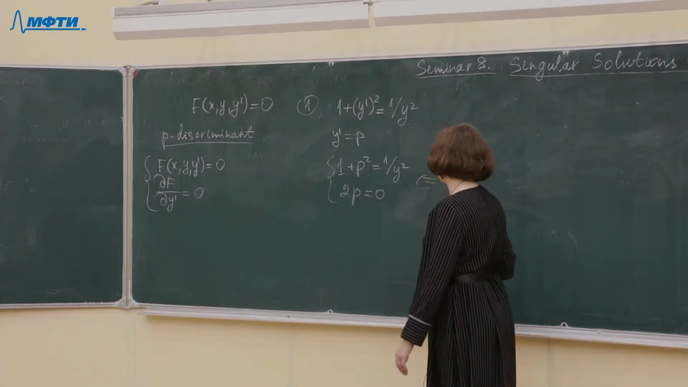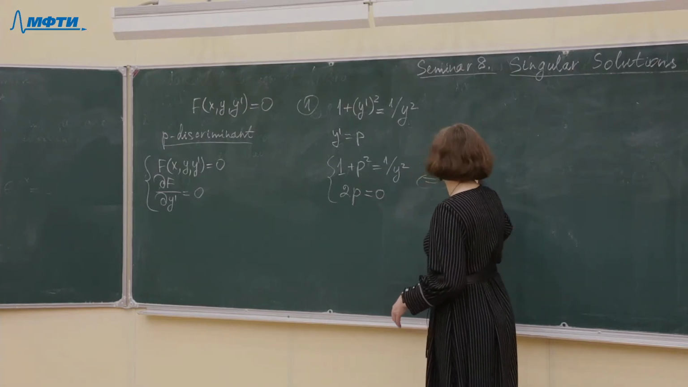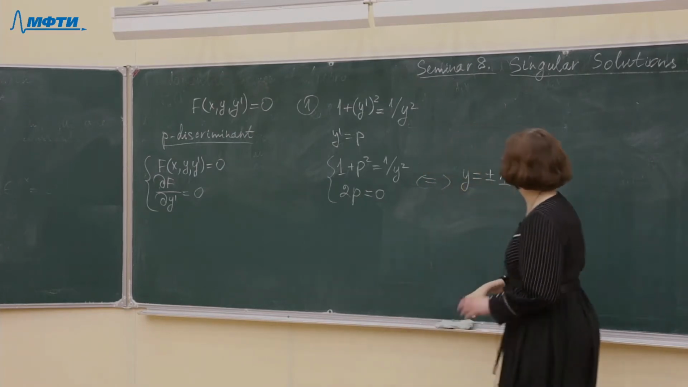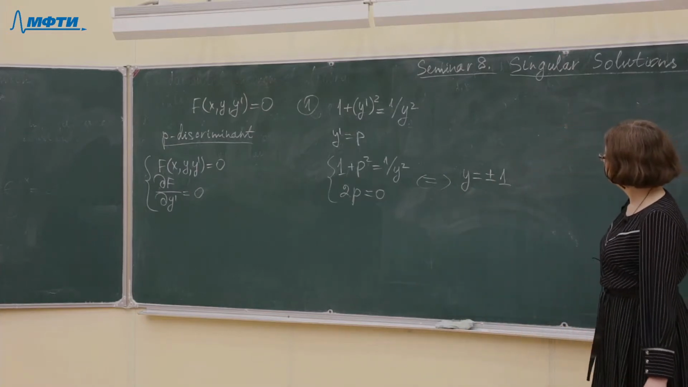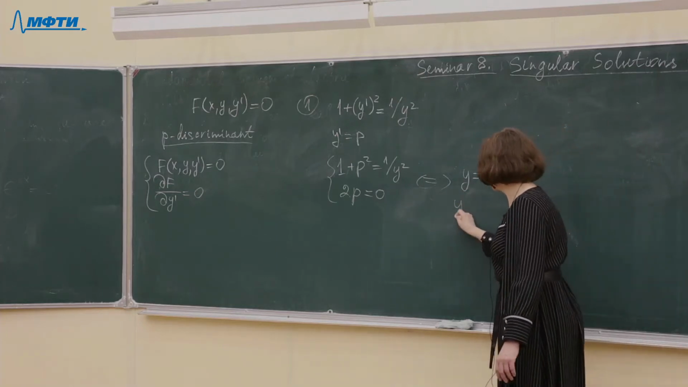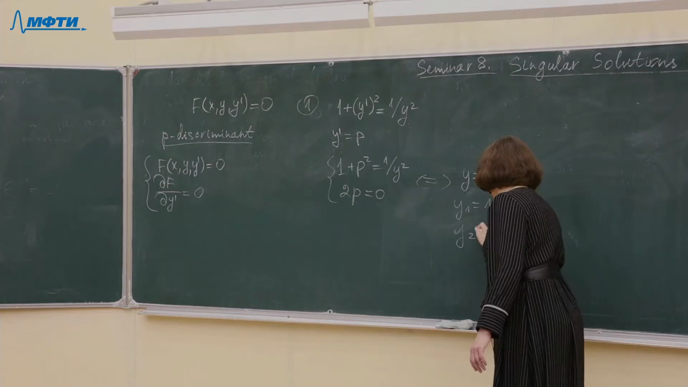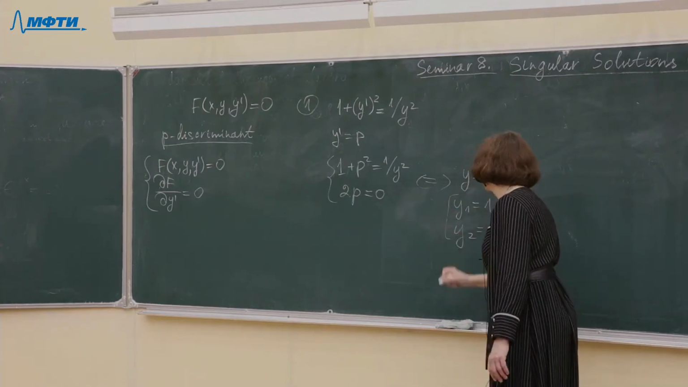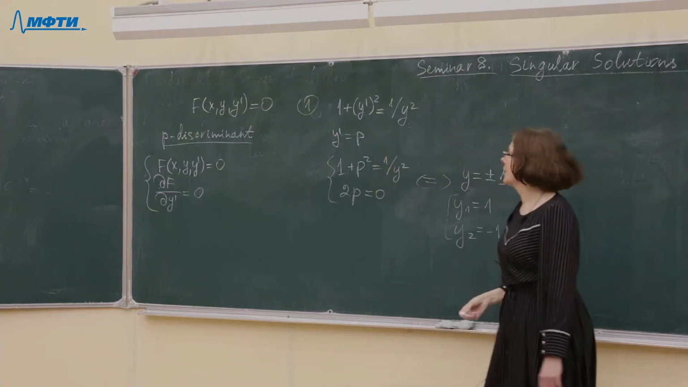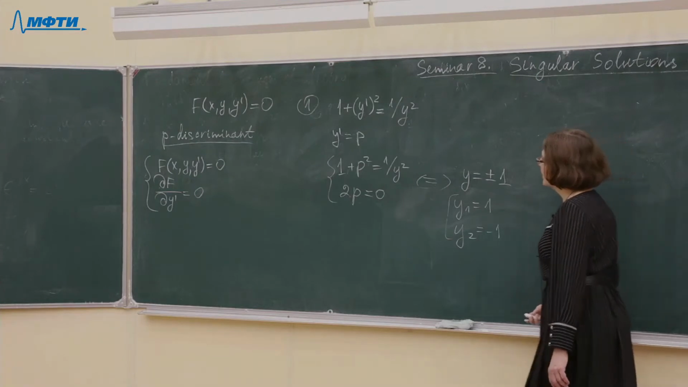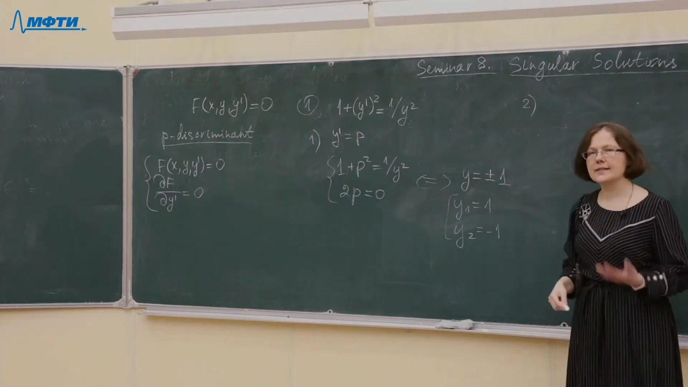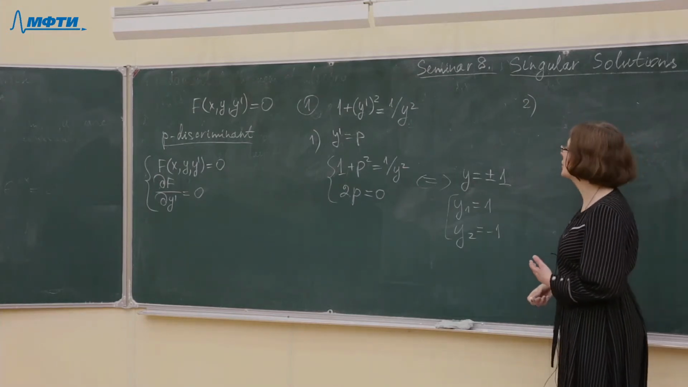2p equals 0. If p is equal to 0, then we can substitute it here, and we find y equals plus or minus 1. We can check that there are two solutions, y1 equals 1 and y2 equals negative 1. So both functions satisfy the original differential equation. This is step number 1. And step number 2, we should check whether they are singular or not.